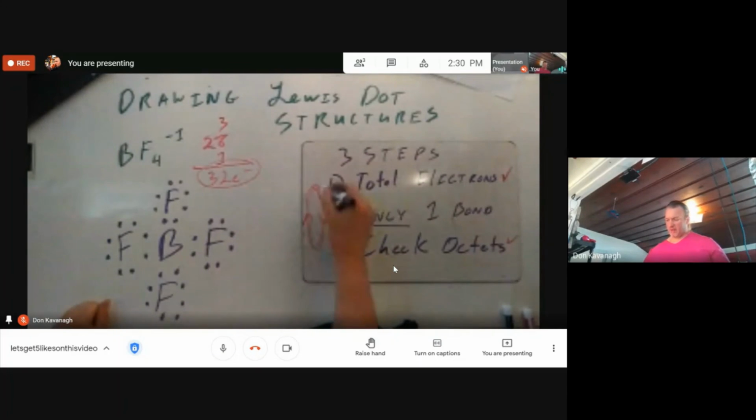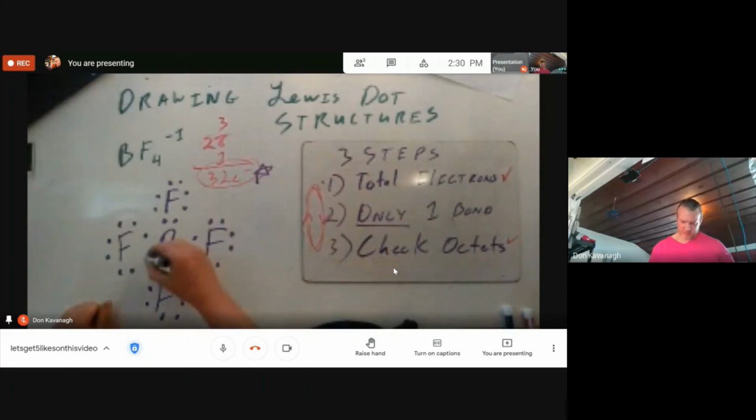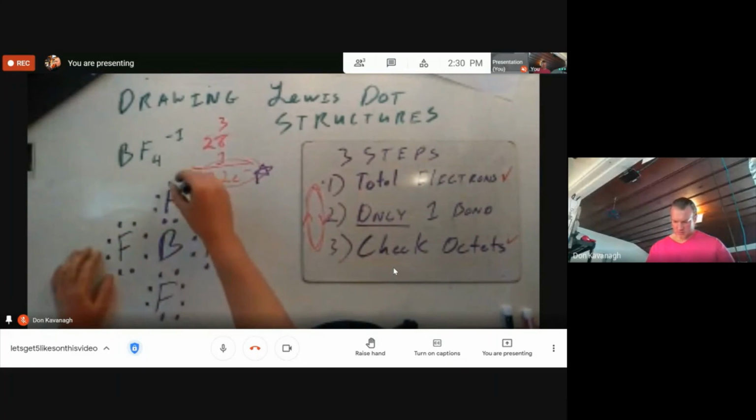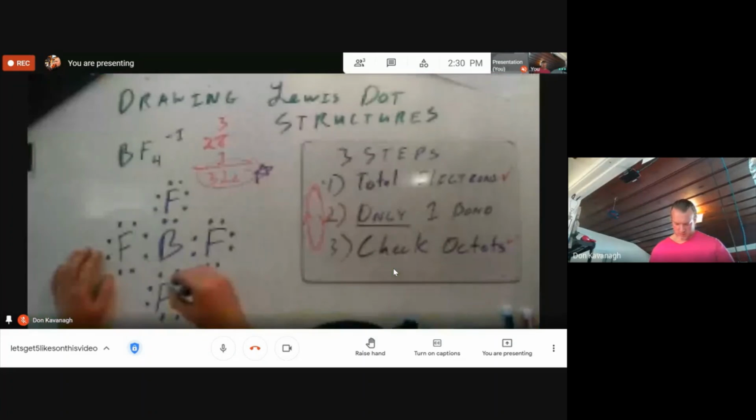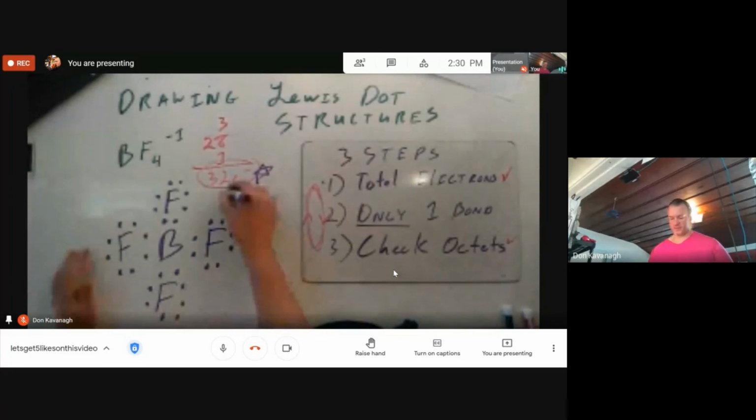I'm going to cycle back up to step 1 because I'm only allowed to have 32 dots, 32 electrons. I got 32 electrons in here. The cherry on top is this little bracket here to tell the reader that there's a -1 charge.